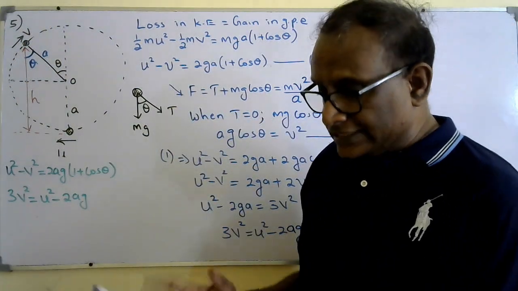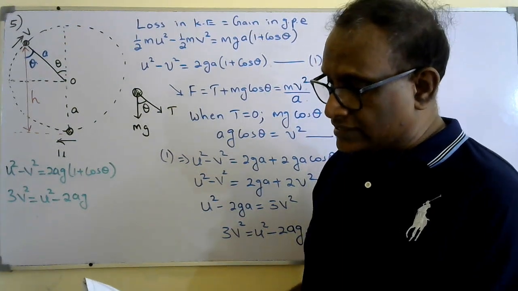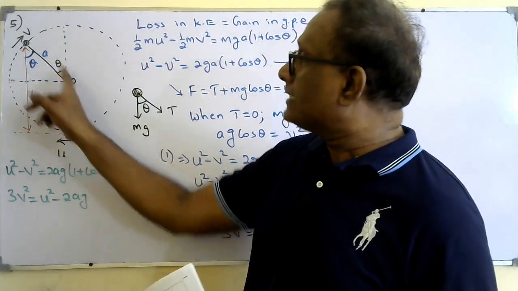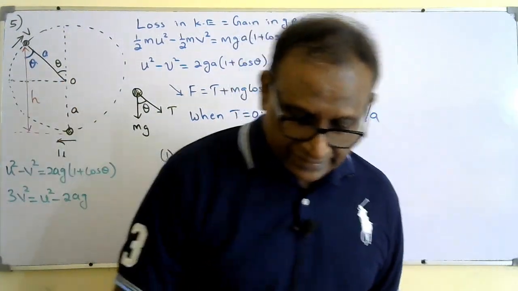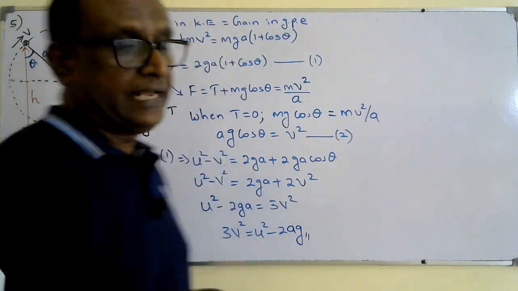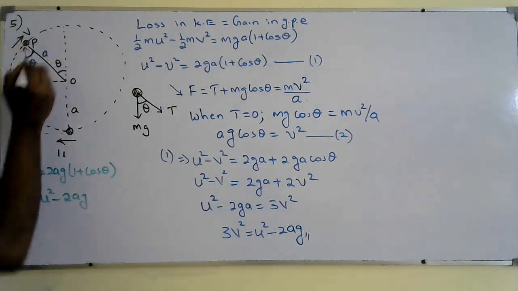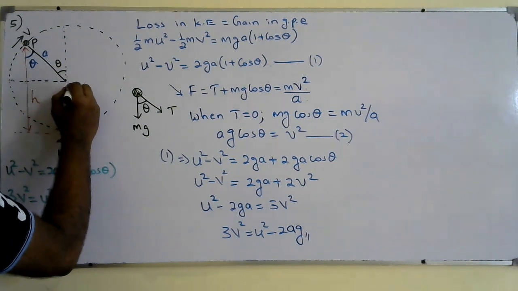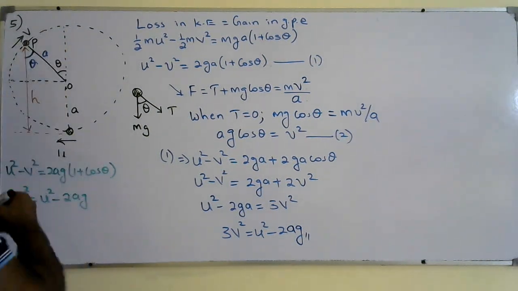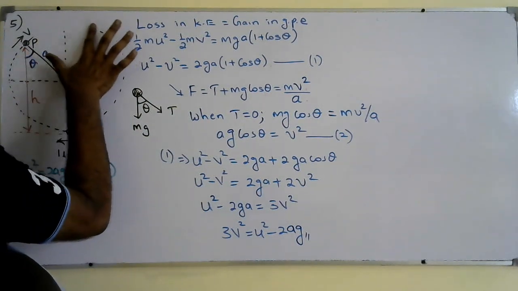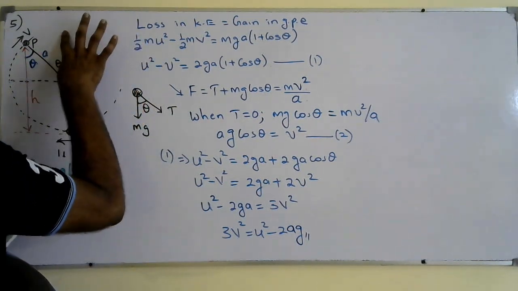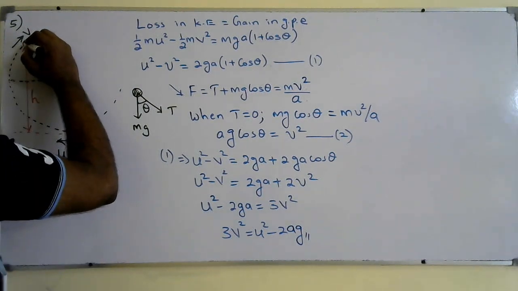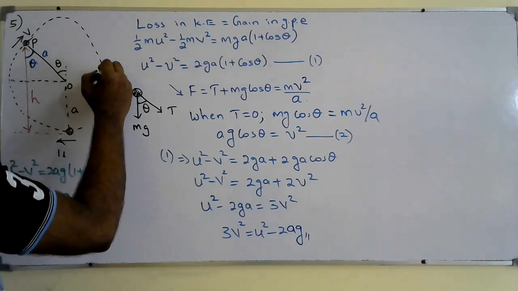The question says, from the instant when the string goes slack to the instant when OP is next horizontal. O refers to the center and P is the particle. So the line OP becomes horizontal. That does not mean it follows the circular path, so I'll erase this circular motion path. It's going to follow a projectile path and come to a horizontal level, something like this.